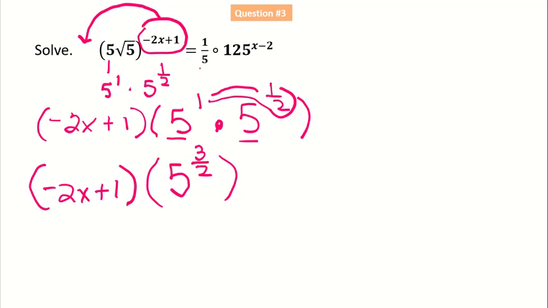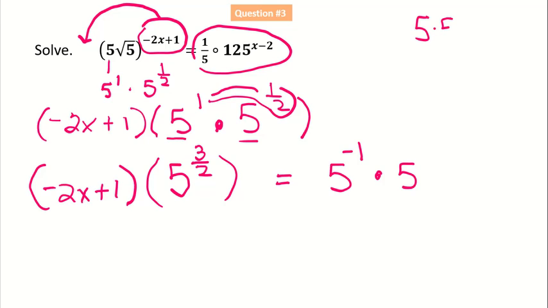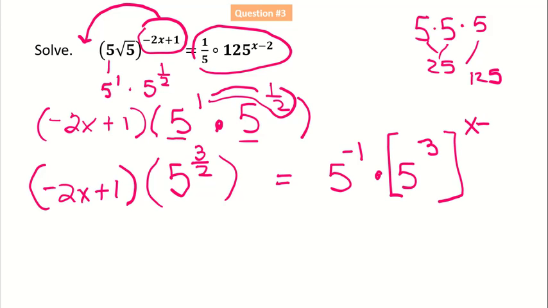Okay, let's look over here on the right hand side and let's see what we have. We have 1/5, so that's 5 to the negative 1 times 5. 5 times 5 is 25, and times 5 again is 125. So this is 5 to the third power to the x minus 2.